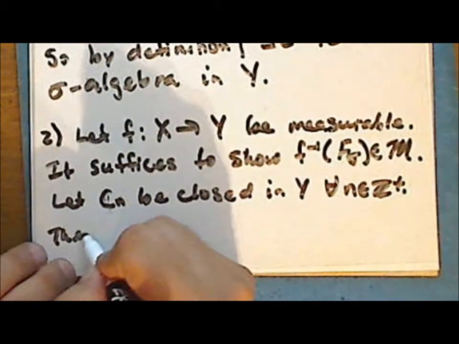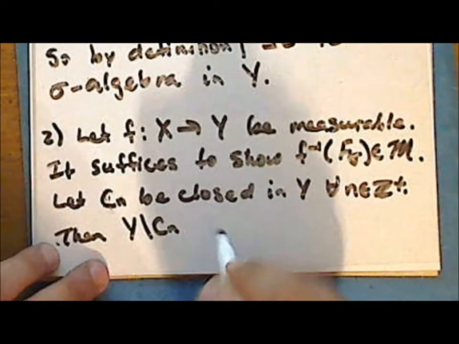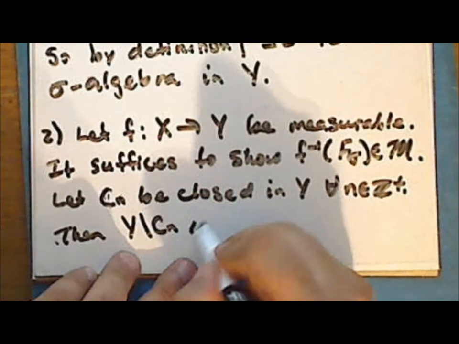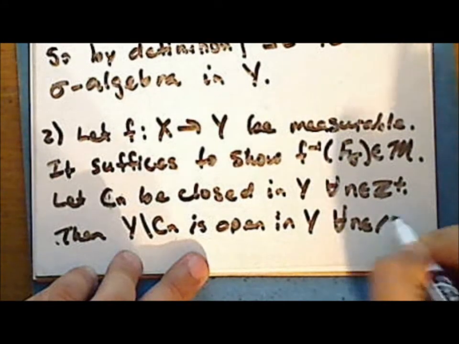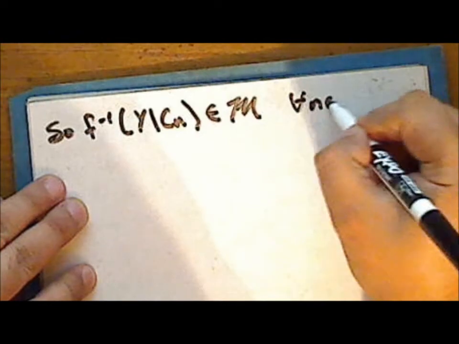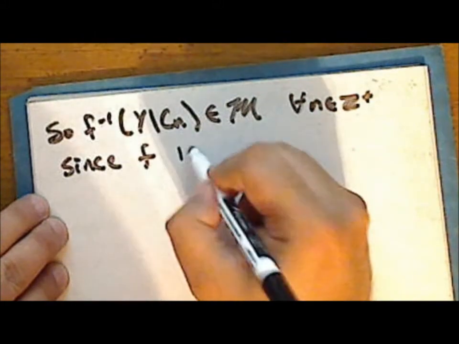Then the complement of the set C sub n in Y is open in the space Y for every index n. And so the inverse image of open sets is in the sigma algebra in X for every index n. And this is true since the map F is measurable.